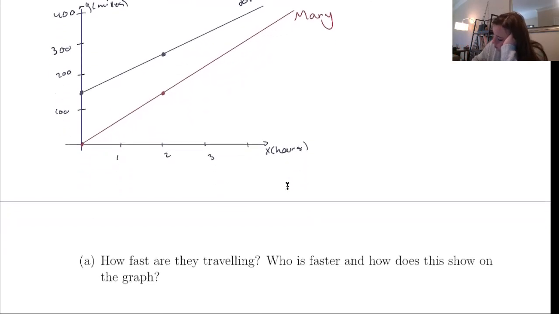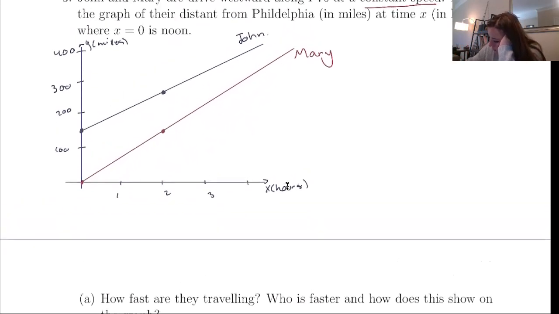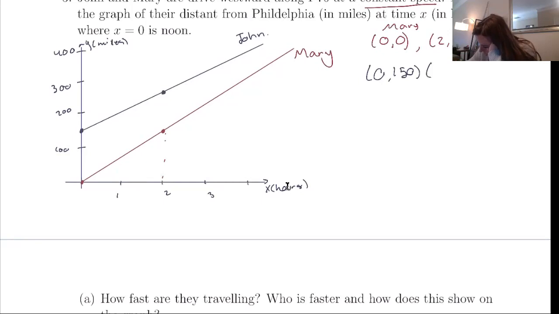So we're given 2 points for Mary and John. So for Mary, we're given 0, 0, and this other one is at 2, 150. So that's Mary. And for John, he started about 150 miles away from Philly already. And then after 2 hours, he's somewhere around 250 miles away. So blue is for John.